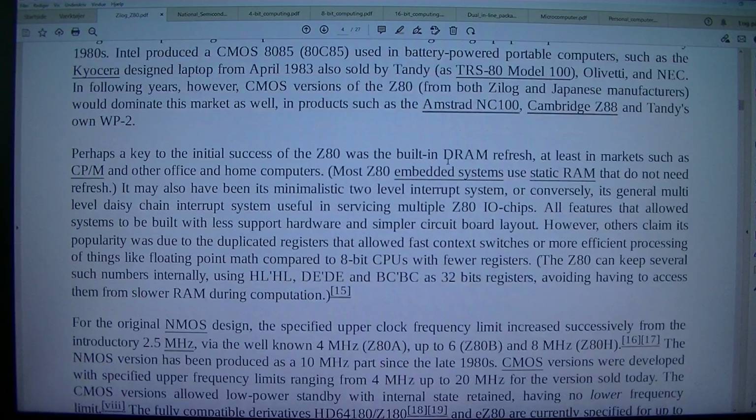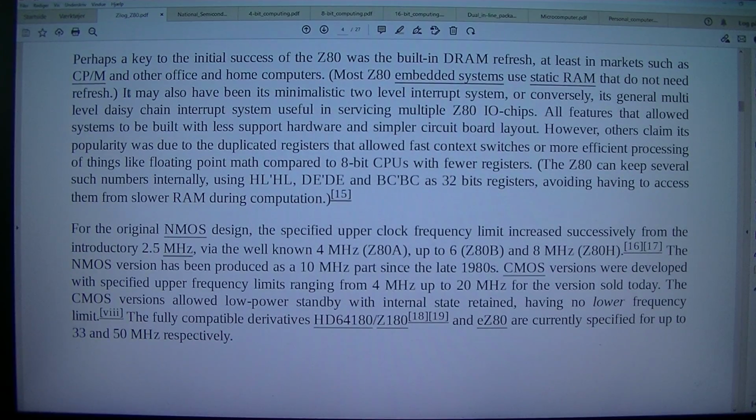Perhaps a key to the initial success of the Z80 was the built-in DRAM refresh, at least in markets such as CP/M and other office and home computers. Most Z80 embedded systems use static RAM that does not need refresh. It may also have been its minimalistic two-level interrupt system, or conversely, its general multi-level daisy chain interrupt system useful in servicing multiple Z80 I/O chips. All features that allowed systems to be built with less support hardware and simpler circuit board layout.